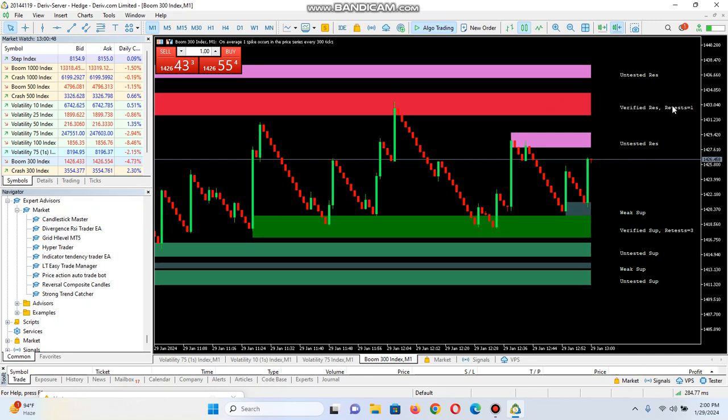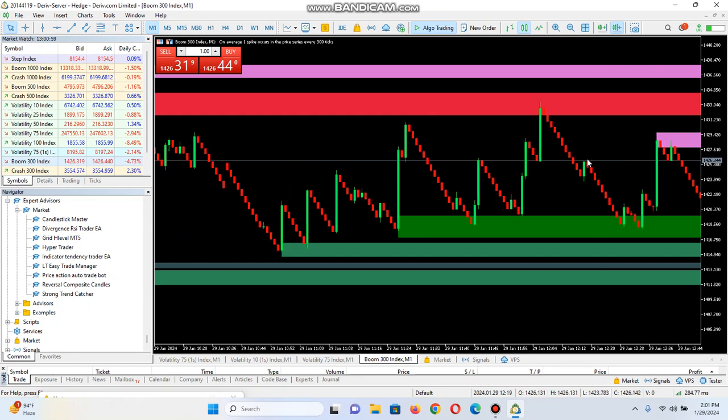You have more chance of making profit than when you are trading, because this one can be broken. Even one spike can remove this one. One spike can remove weak zones. Alright, so verified zones are strong zones where you can buy or sell.